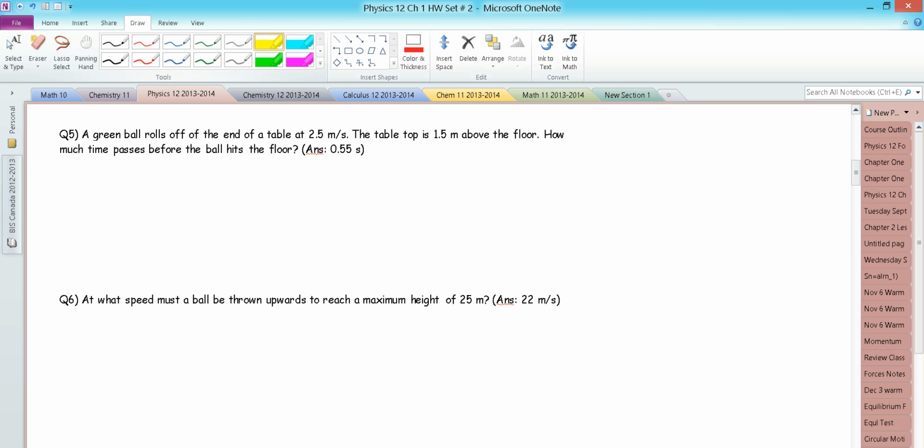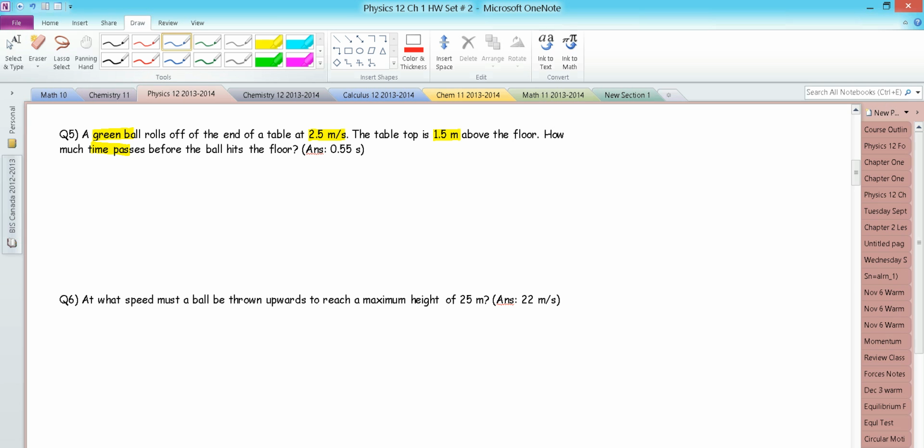All right, so we will continue the homework problems, starting with question number 5 this time. For question number 5, I have a green ball, and it rolls off the end of a table at 2.5 meters per second. The tabletop is 1.5 meters above the floor, and for this problem, I want to know how much time passes before the ball hits the floor.